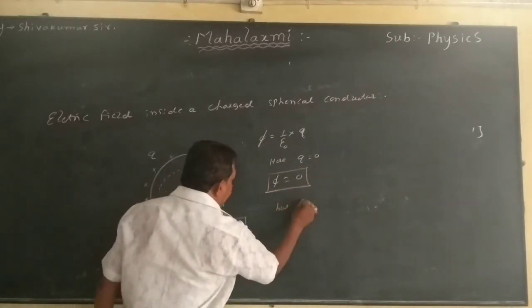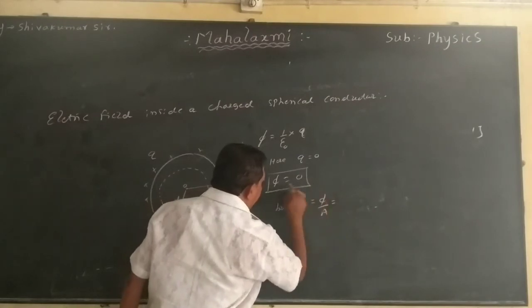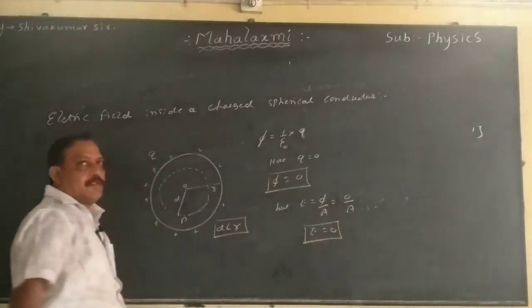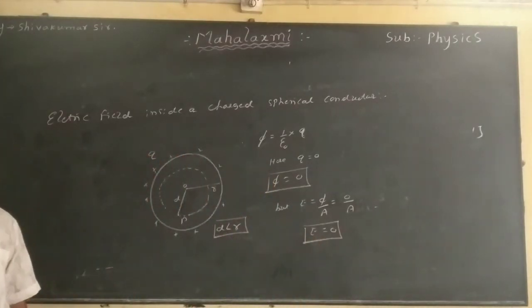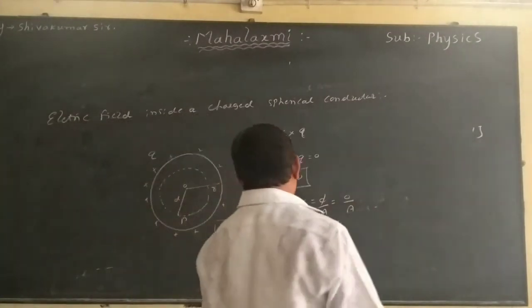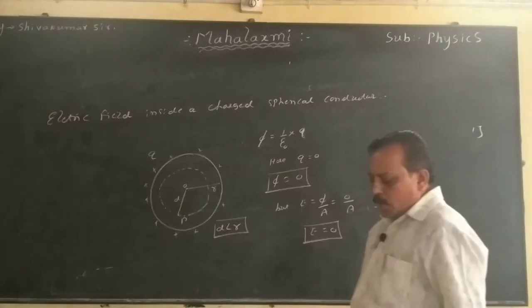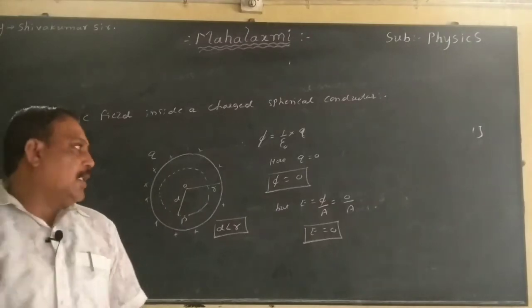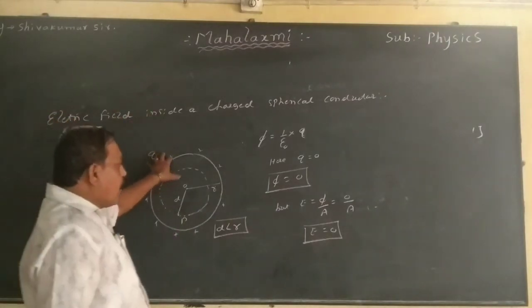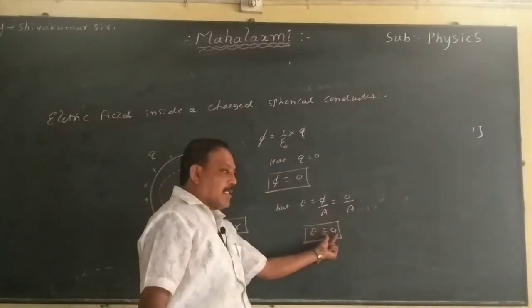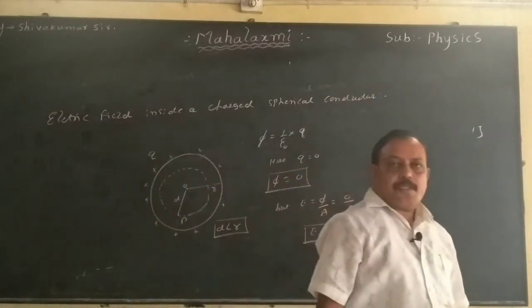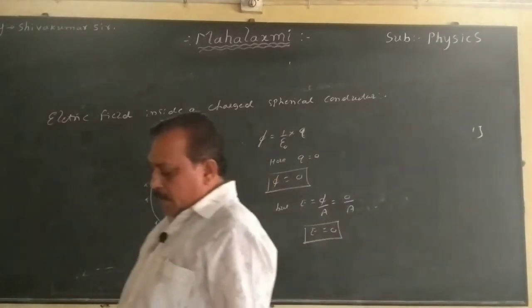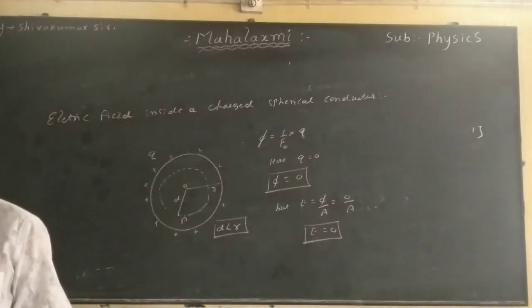But electric field equals flux per unit area. Phi equals 0 by A, and E equals 0. The electric field inside the charged spherical conductor is 0. It means that no charges are enclosed inside the conductor. Charges never enter inside the conductor. Hence the electric field is 0. From the application of the Gauss theorem, we proved that the electric field inside the charged spherical conductor is 0. Is it clear?